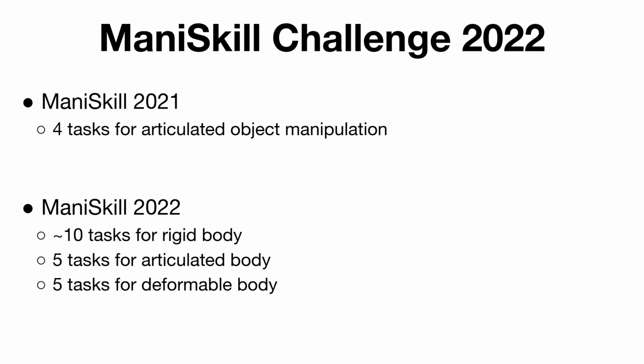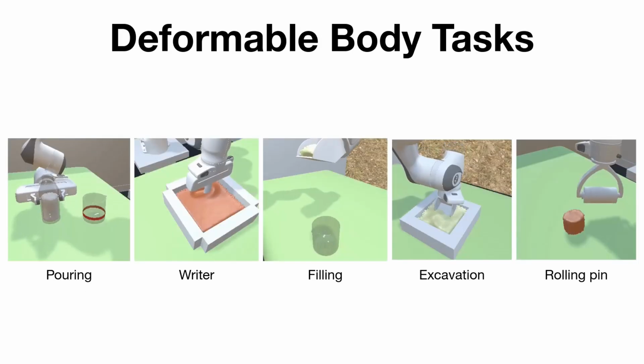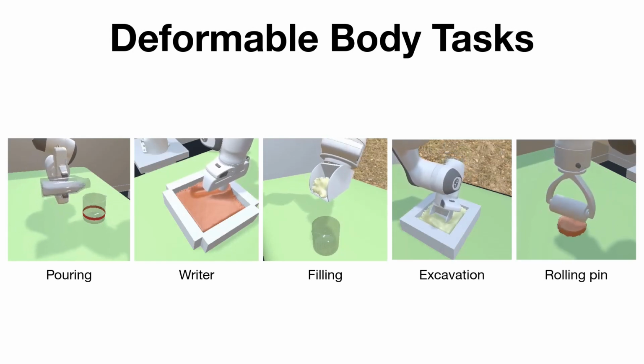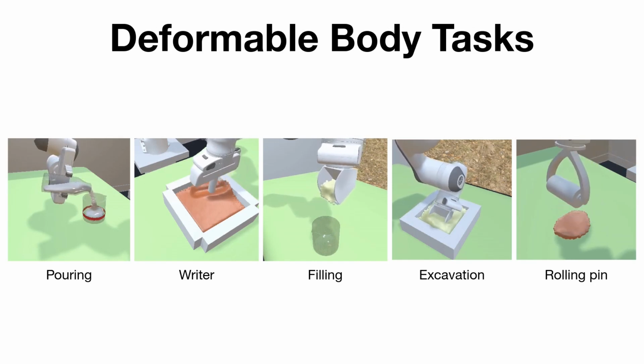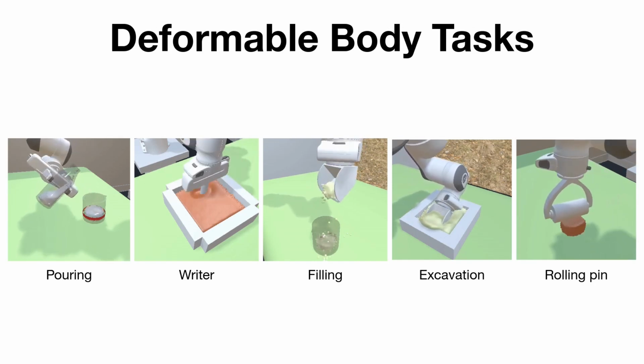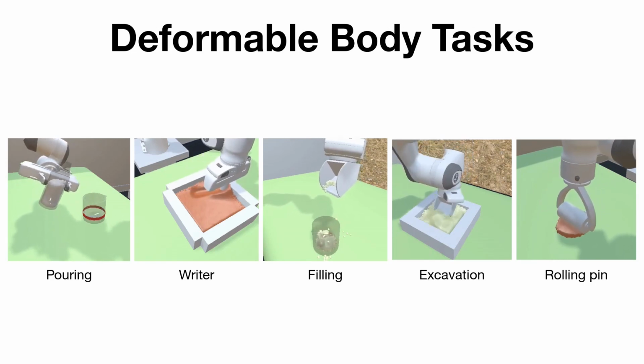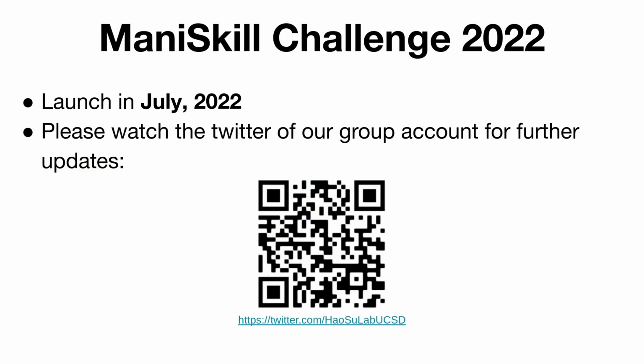In ManiSkill 2021, there were 4 tasks in articulated object manipulation. This year, we will have about 10 rigid body tasks, 5 articulated body tasks, and 5 deformable body tasks. And here are some GIFs showing the demonstrations collected on the 5 deformable body tasks: pouring, the breaker, filling, excavation, and rolling pin. We expect to launch ManiSkill 2022 in July this year. And please follow our group Twitter for updates.